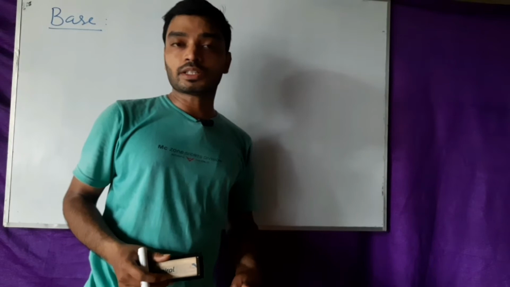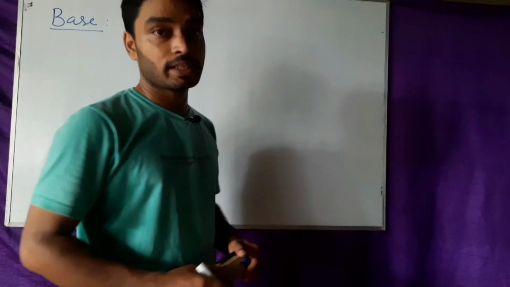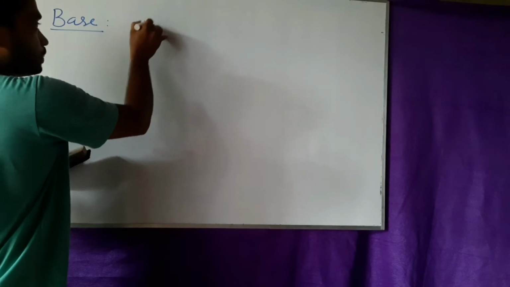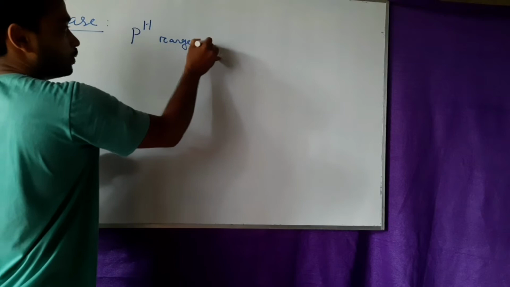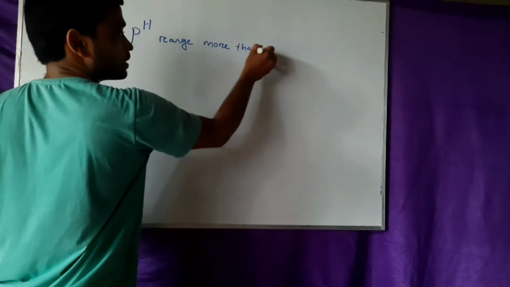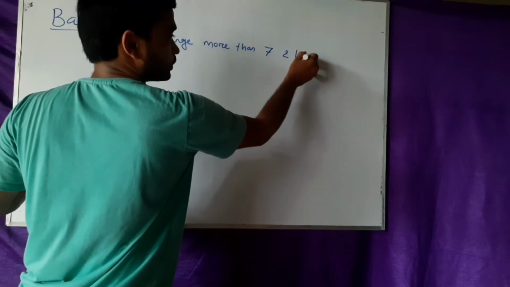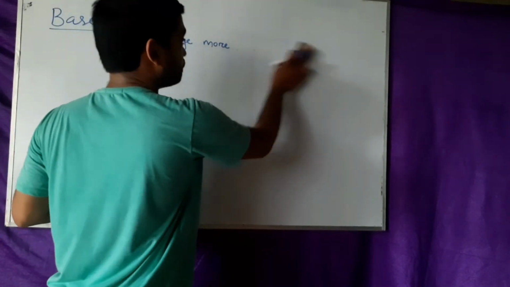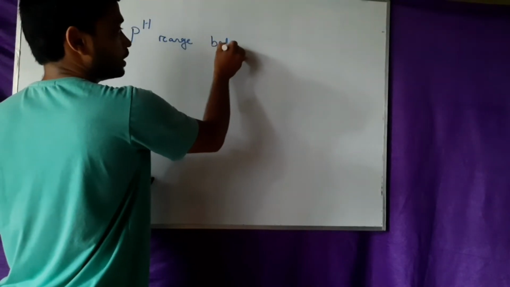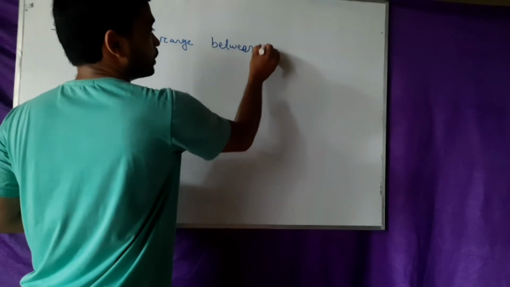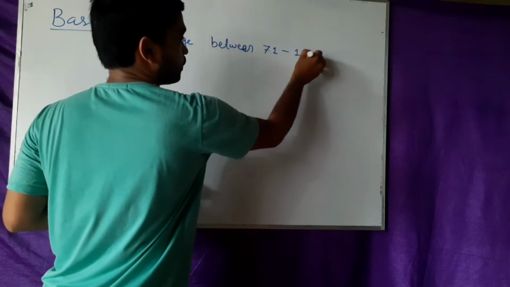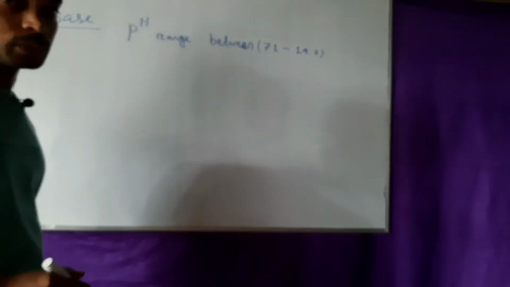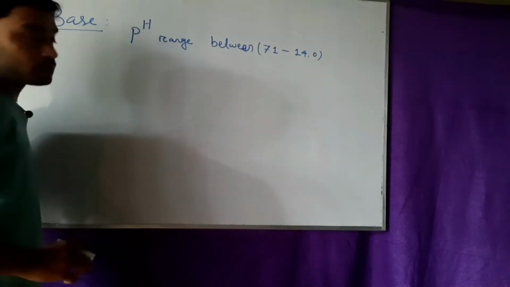So base, write down the definition first. Bases are the substances which have a pH range of more than 7, or you can say more than 7 up to 14, that is, a pH range between 7.1 to 14.0.